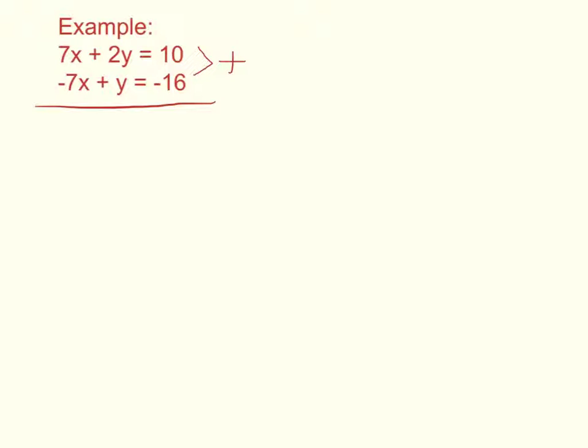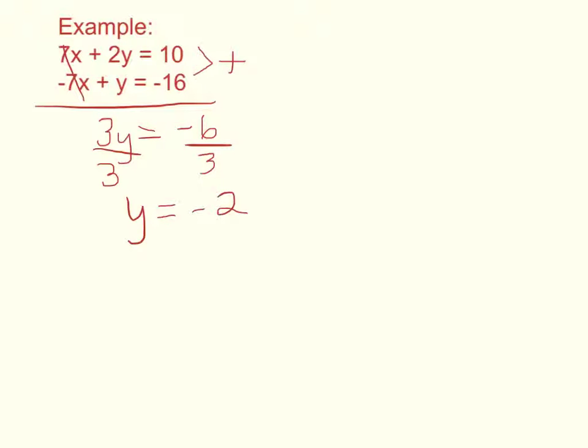So when I add these together, 7x and negative 7x is 0. These guys cancel out. Then I add my 2y and my y, and I get 3y. And then I add 10 and negative 16, and I get negative 6. And then I go ahead and divide by 3. Oh, by the way, so the x is eliminated. That was the whole point. That's why we call this elimination. Okay, so we divide by 3 to solve for y. We get y equals negative 2.